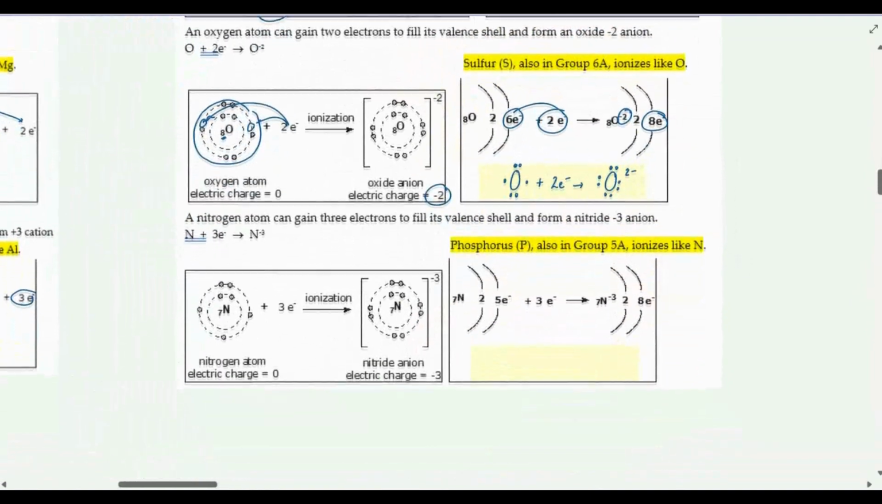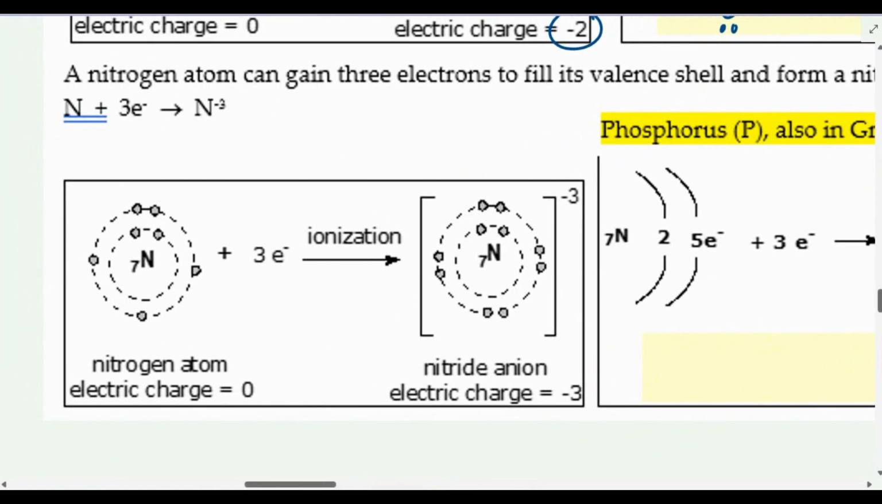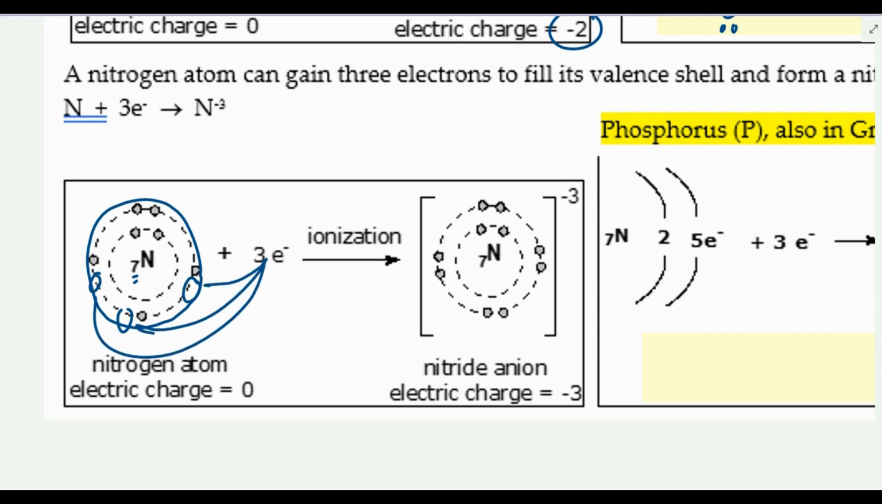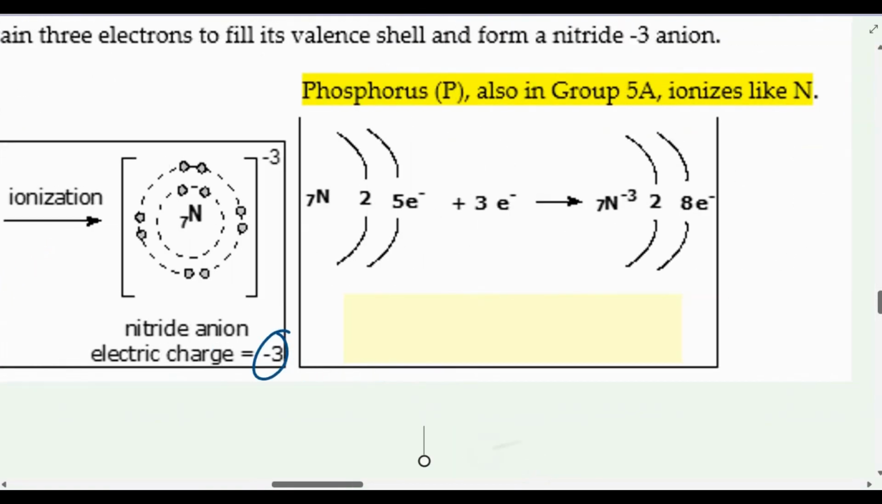Finally, we can look at nitrogen and phosphorus. They're in group 5A. Nitrogen has 7 protons and 7 electrons. It is neutral. 5 of those electrons are in the valence shell. It would like to have 3 more to fill it up to be like neon, and if it reacts with a metal it can do so, gaining 3, and now it'll have a charge, of course, of -3.